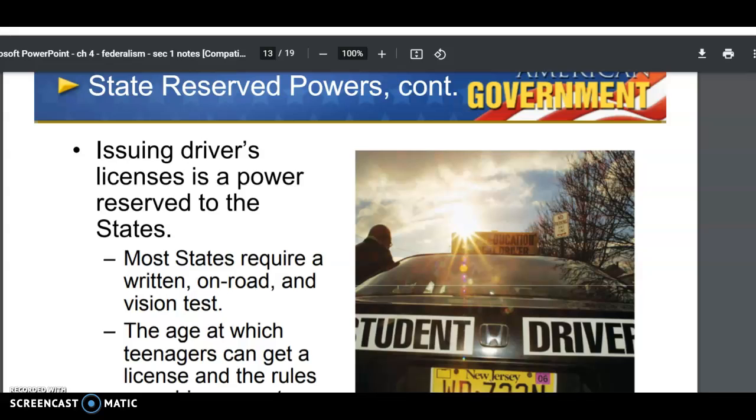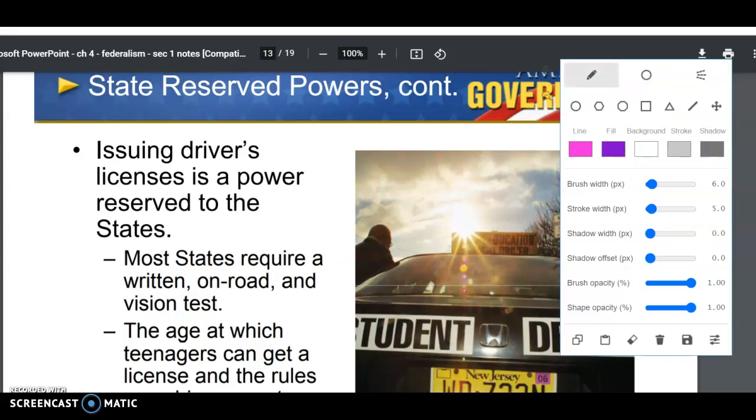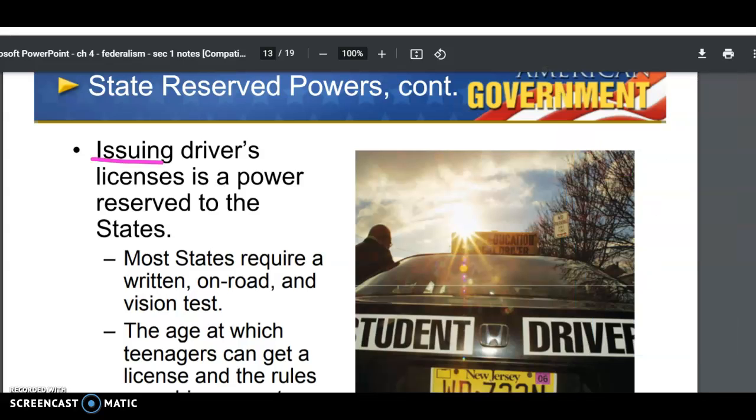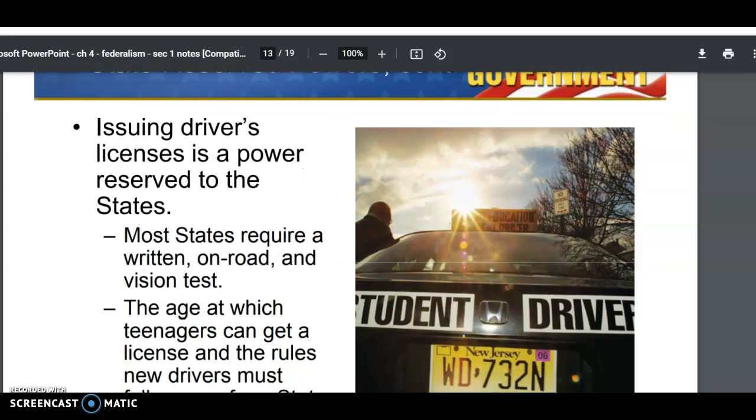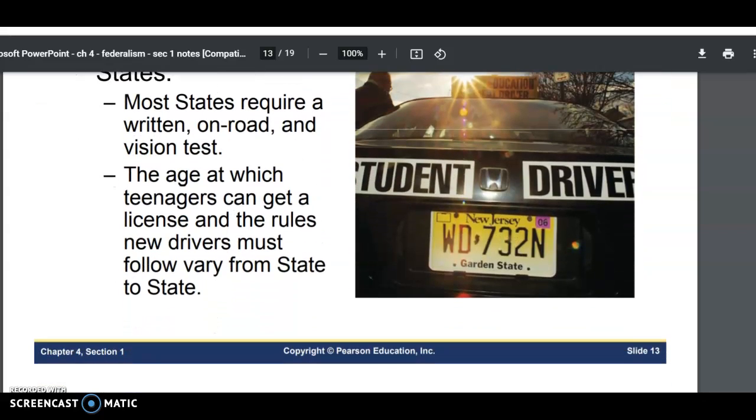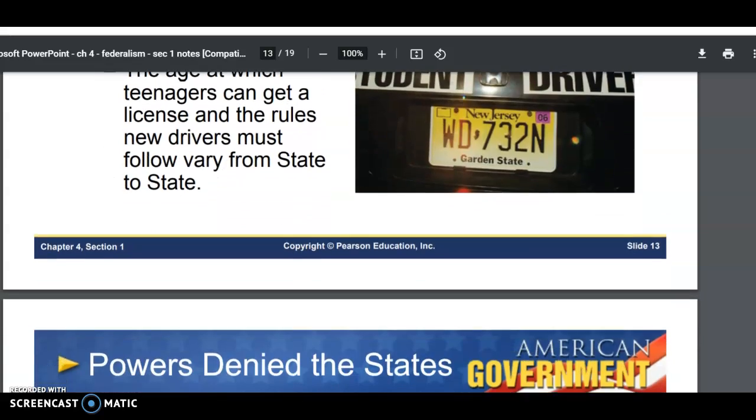So another good example that you all can relate to is driver's license. Issuing driver's licenses is a power reserved to the states. Most states require a written test, an on-the-road test, and a vision test. But the age at which teenagers can get a license, the rules that come with having a license that new drivers must follow, vary from state to state, because that is a state-given power. It's not a federal power.